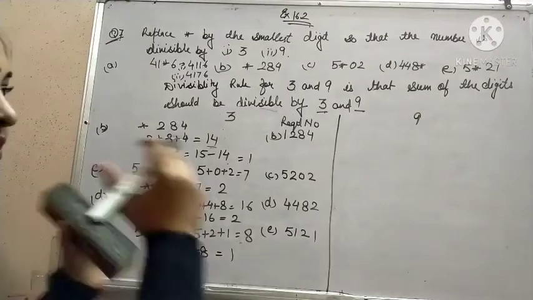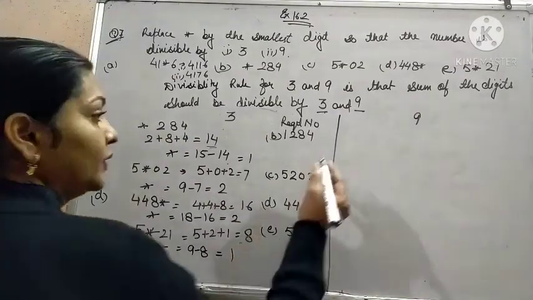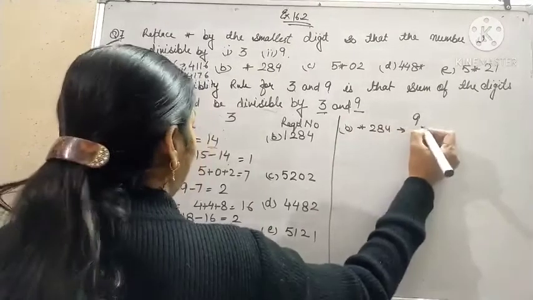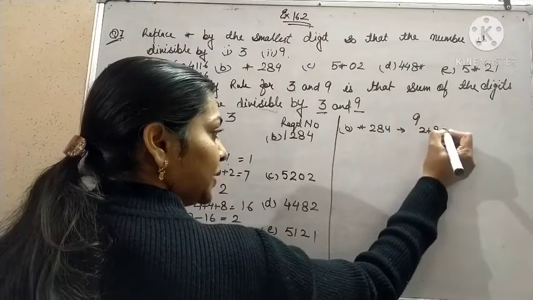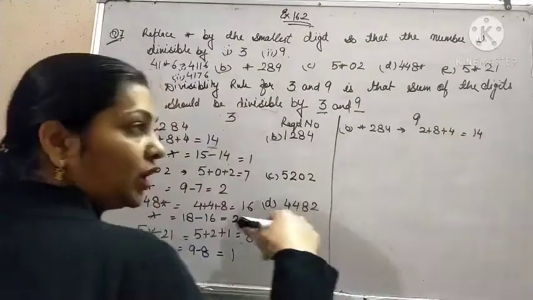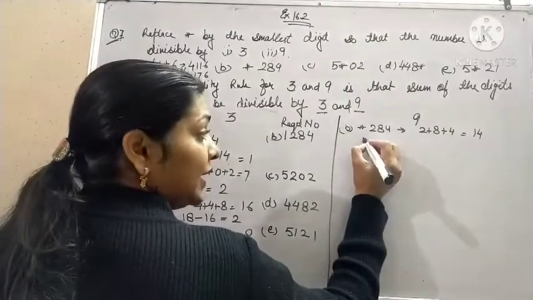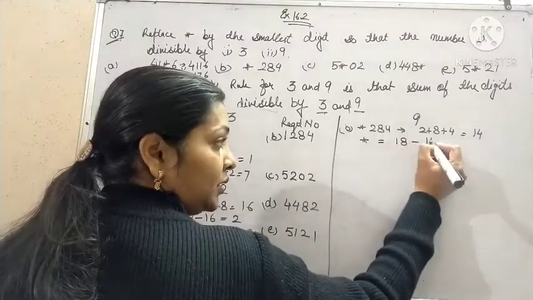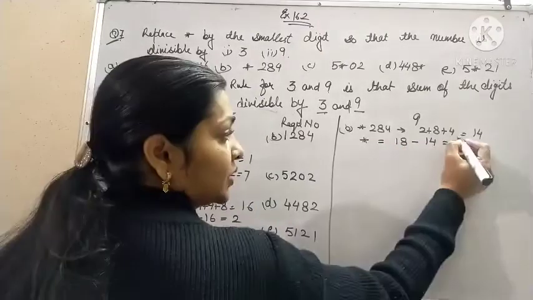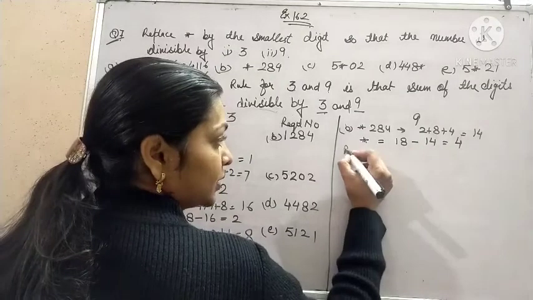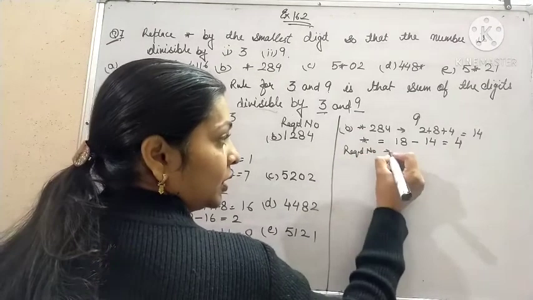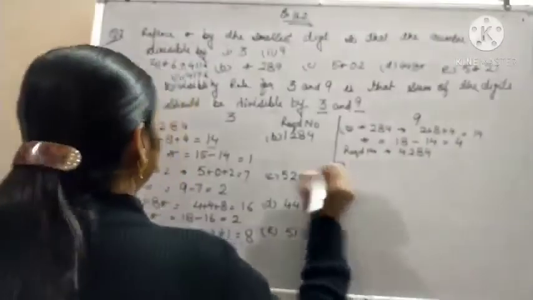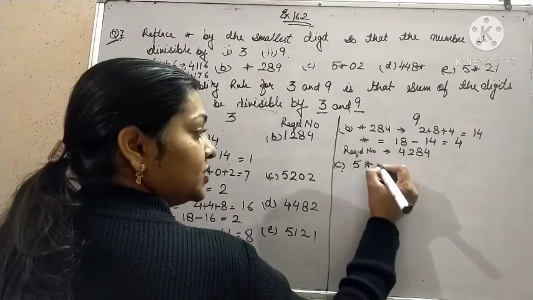And we will proceed in the similar manner for 9. B part. Star 284. Find the sum. 2 plus 8 plus 4, that is equal to 14. 14 is not divisible by 9. But the next number which is divisible by 9 is 18. So star will be equal to 18 minus 14. That is equal to 4. So required number is 4284.